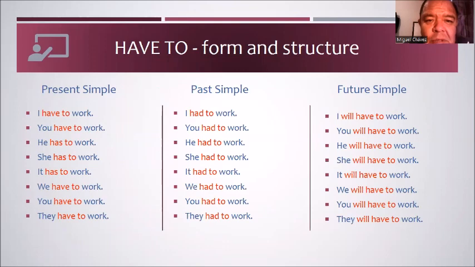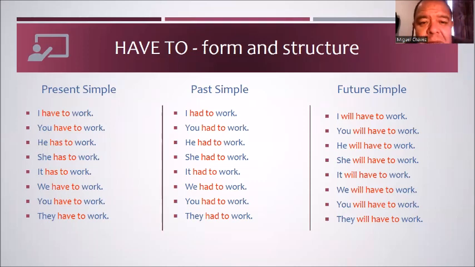Let's start with have to. Check some forms and structures for this verb. In present simple, we are going to express an obligation in the present. I have to work. You have to work. He has to work. She has to work. Remember that after have, we have another verb. Then we need to separate them using to. And for the third person in present, we change the verb have for has.